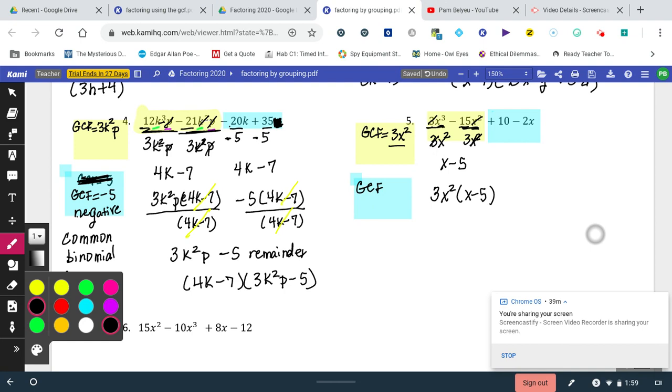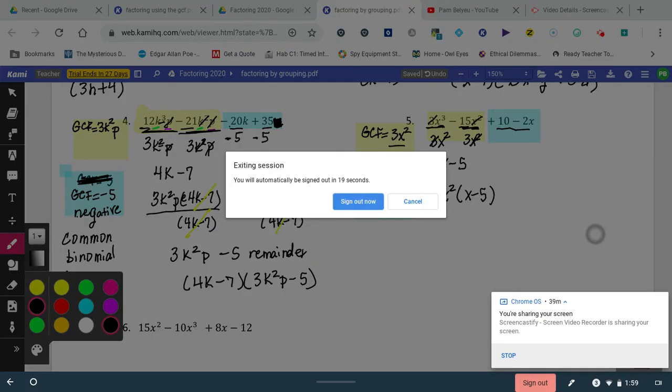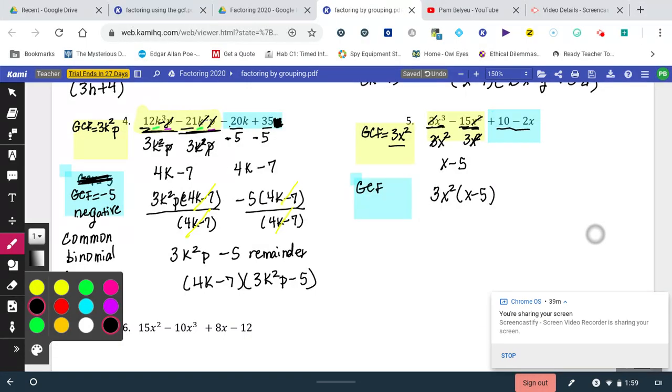What do 10 and 2 have in common? Okay, I'm going to show you something about this too. The degree of 10 is 0. We talked about degrees. You probably don't remember, but the degree of every constant is 0. The degree of this negative 2x right here is 1.